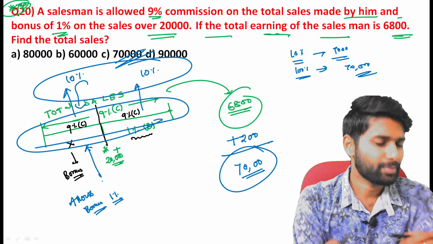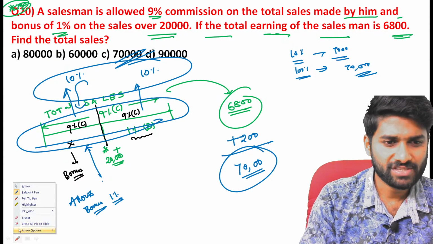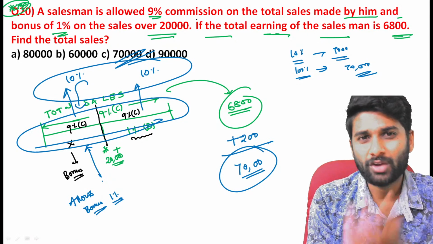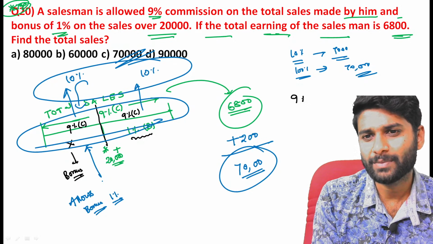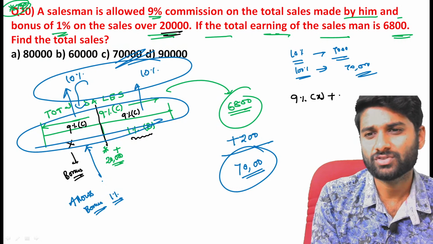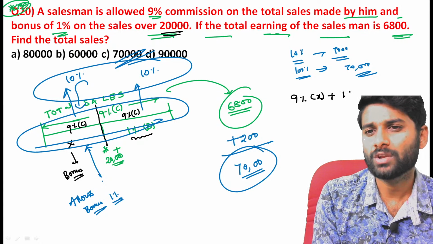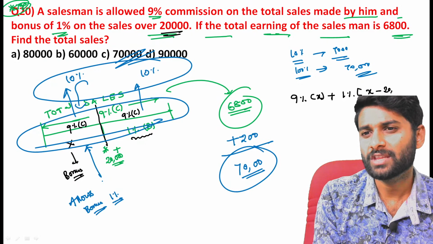So this is the direct approach, guys. That is the story. Now, if you want in terms of equations, I will tell you the equations also. Now, see, if a salesman is allowed 9% commission, the total sales I just assume X. Now they can get 9% commission means 9% of X. And they can get a 1% bonus over the 20,000. So first 20,000 they are not getting any bonus, so the bonus of 1% they are getting is over the sales of X rupees minus 20,000. Why? Because for the first 20,000 there is no bonus.